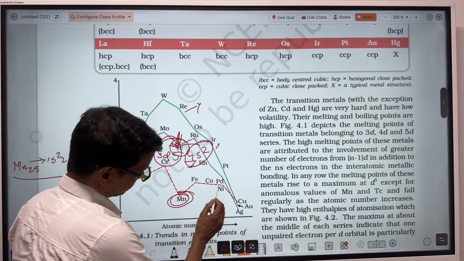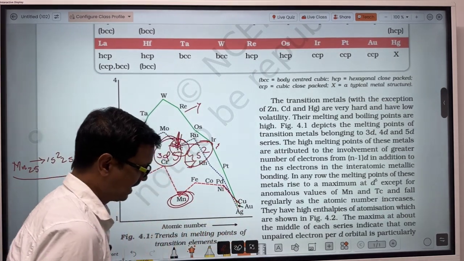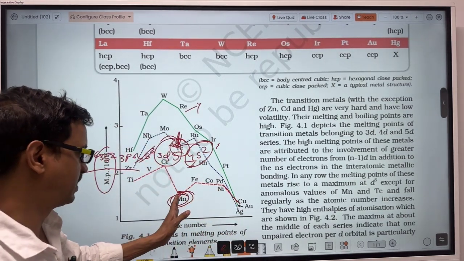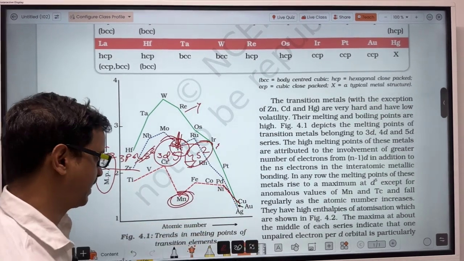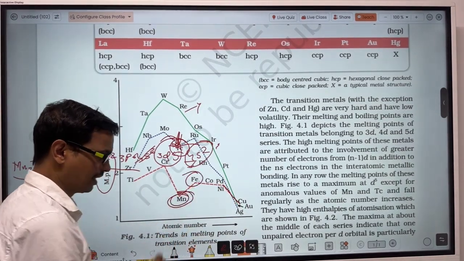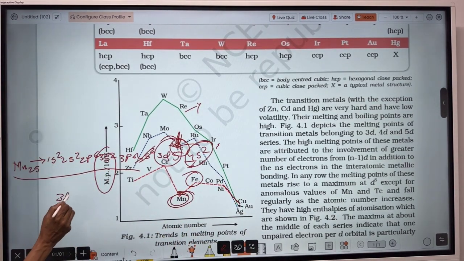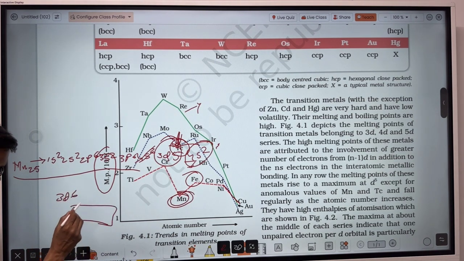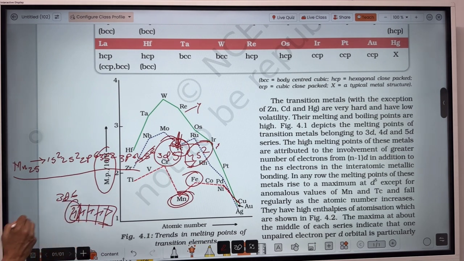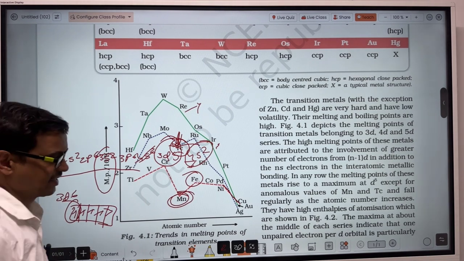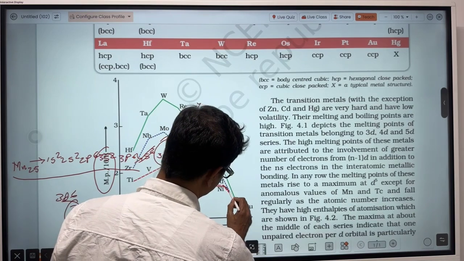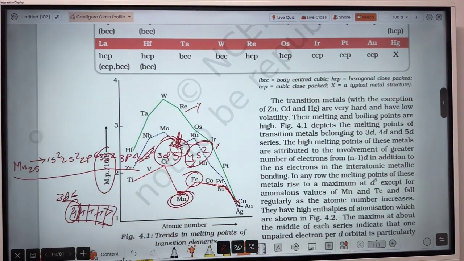Now after that it again starts decreasing. Why? Because pairing of electrons starts after manganese. When you go to iron, that will be 3d6. So there are 5 orbitals, and pairing will start here. One electron is occupied in each of them, then after that only the option of pairing remains, that means pairing of electrons will take place. So when the pairing of electrons takes place, again the tendency to form metallic bonds will decrease.